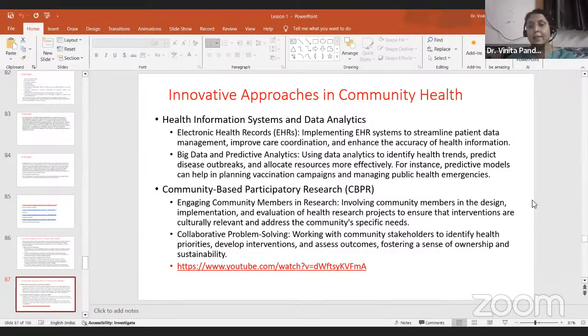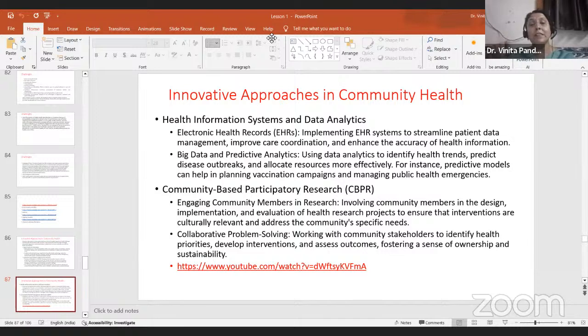Then community-based participatory research. What is this? Let us try to understand. So engaging community members in research. You are directly engaging the community members in different kinds of research. So you are designing, implementing and evaluating health research projects to ensure that interventions are culturally relevant and address community specific needs.